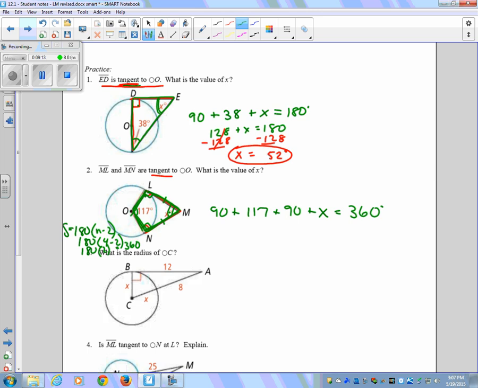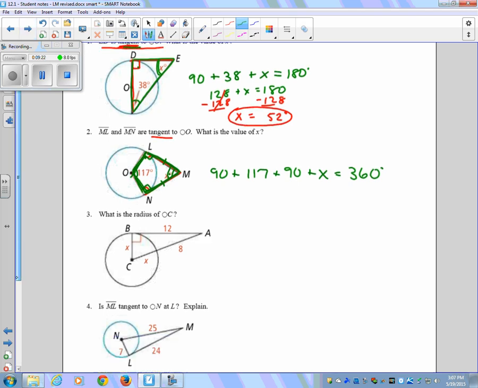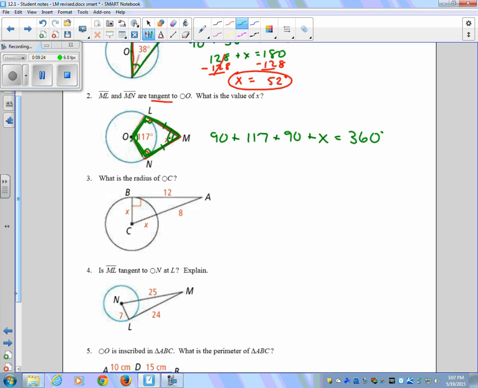Okay, so then we could solve this from there. I'm actually not going to work this out right now. You can work that out yourself, and we'll come back and check those answers at another time. Let's look at number 3. What is the radius of circle C? So we're looking for the radius.